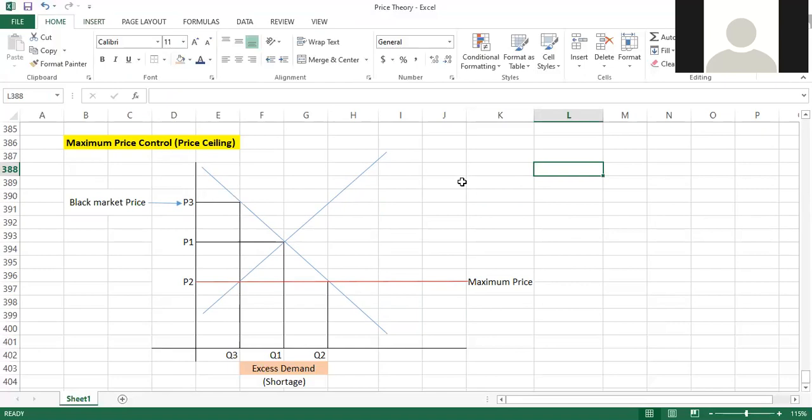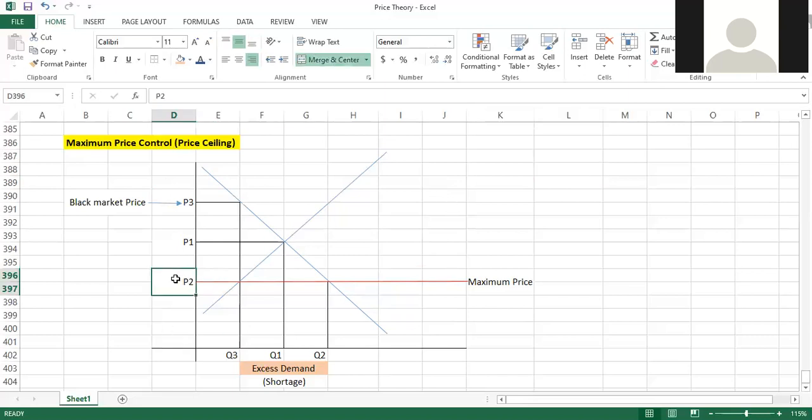In this graph we can identify another thing. What is the black market profit? Black market profit is given in which area? So we can show the area which shows the black market profit. What is that area? Area within which range?